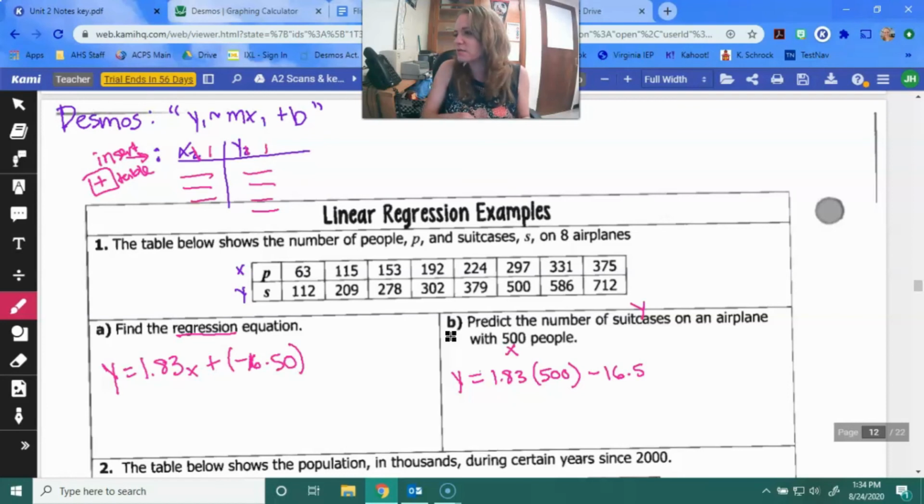And you get 898.5. So 898, that rounds up to 899. So something in that area. Okay? Alright, hopefully that doesn't seem too bad.